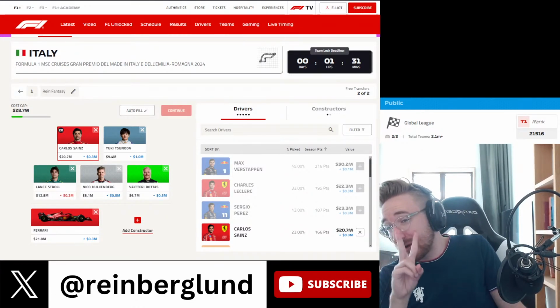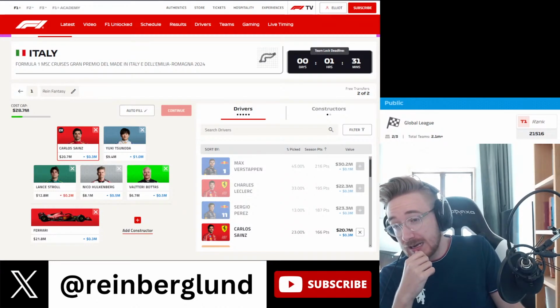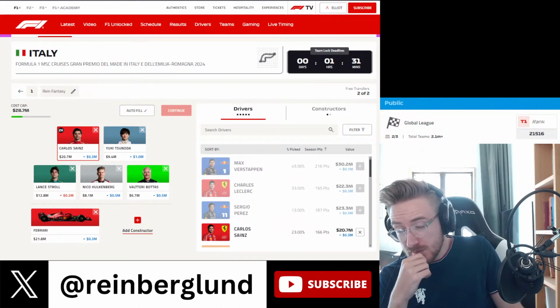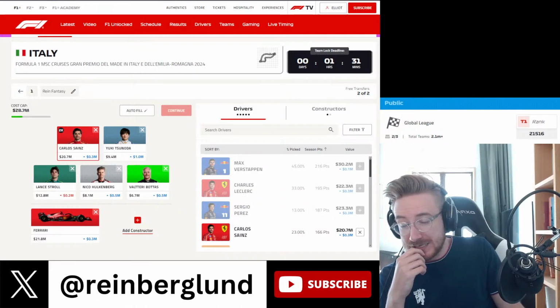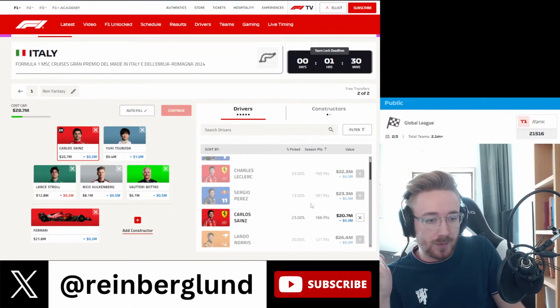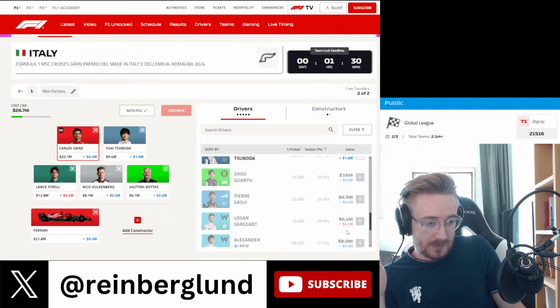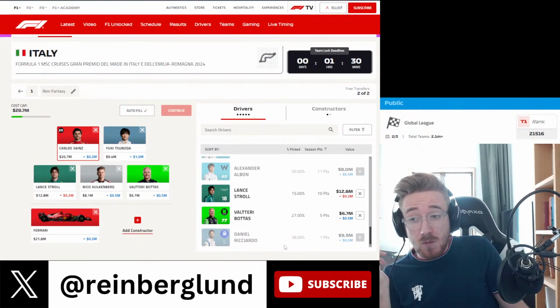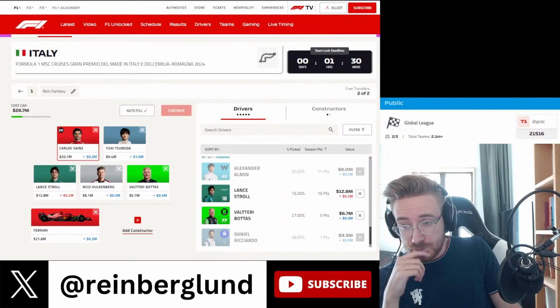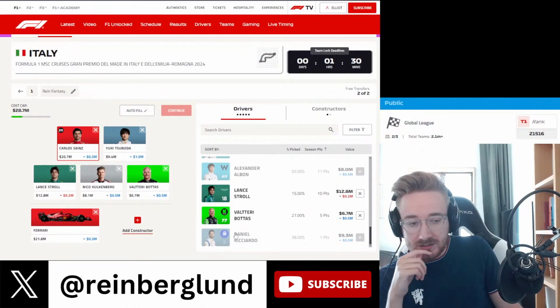Honestly, for these two races, probably Ricciardo. If Ricciardo put a P4 in qualifying in Miami, I don't hate going for Ricciardo right now. He's been not that great so far this season, but I think many people have sold him at the top of the leaderboards. He's still owned by, what is it, 38% of people, but I think most of these teams are lower down. So I think it could be quite a differential to go for Daniel Ricciardo here, and I'm actually considering it.